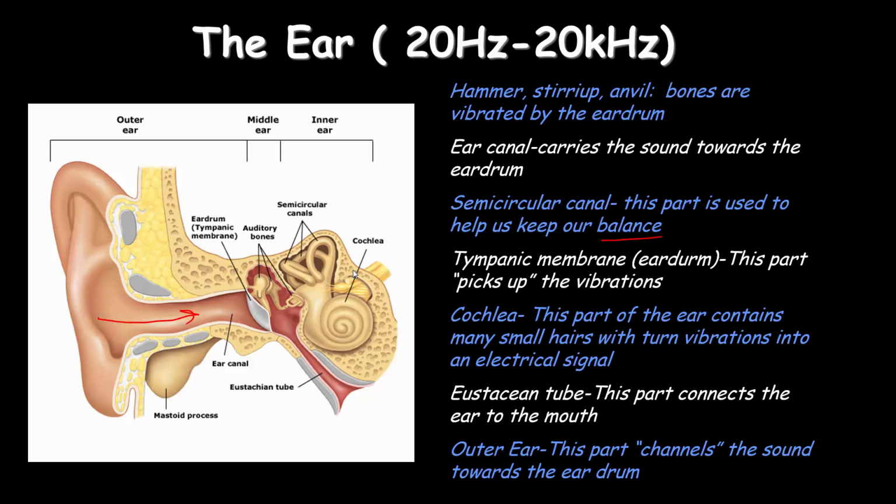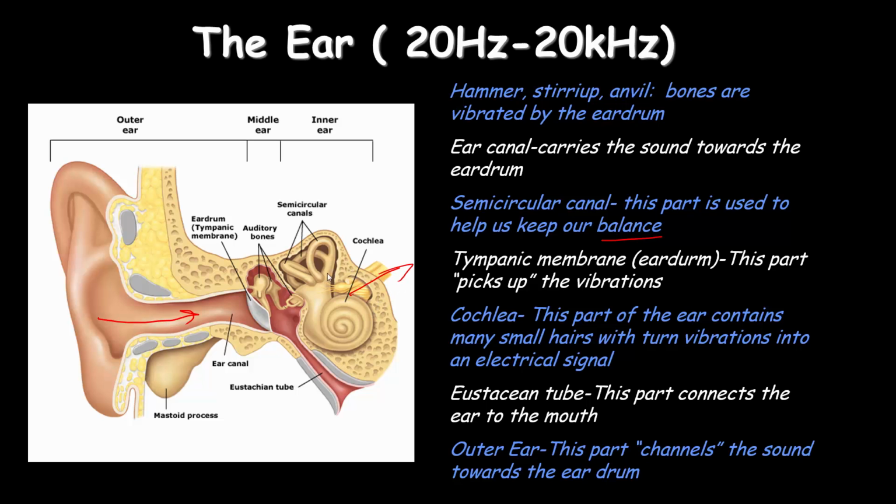Tympanic membrane, or the eardrum, this is the part that picks up vibrations again, and it vibrates the auditory bones, your hammer, stirrup, and anvil. And then we have the cochlea, and this is this snail shell shaped area. And it's the part of the ear that contains many small hairs that will turn the vibrations into an electrical signal, and here are the nerve fibers that send that electrical signal to the brain.